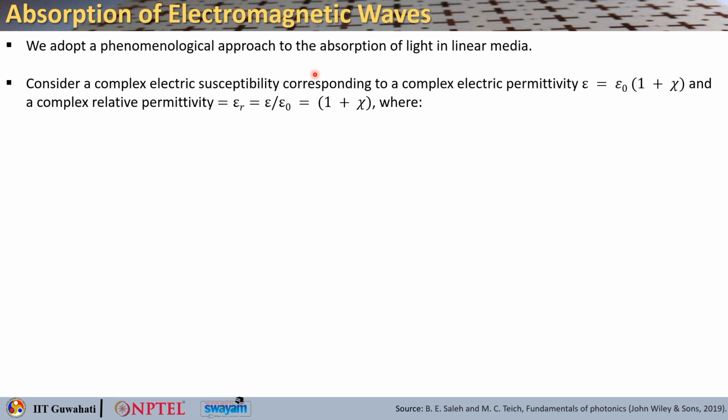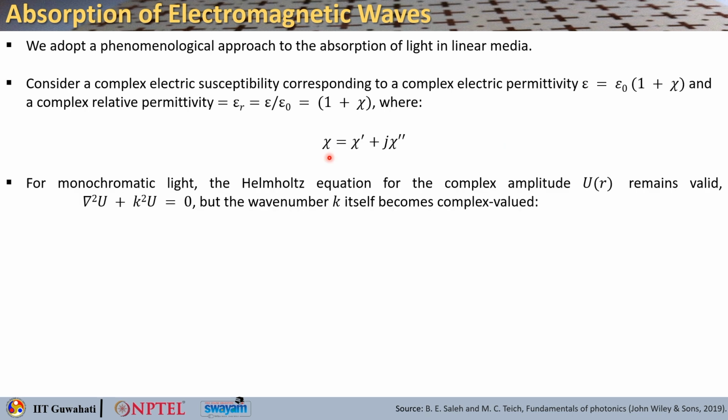Here, let us consider a complex electric susceptibility. We are again using chi as susceptibility. Do not confuse the two: in this context chi is electric susceptibility, while in the other context chi was used for the Stokes parameters you saw in the previous couple of slides. The dielectric permittivity epsilon will be epsilon naught times (1 plus chi), and the complex relative permittivity epsilon r is epsilon by epsilon naught, which is nothing but 1 plus chi.